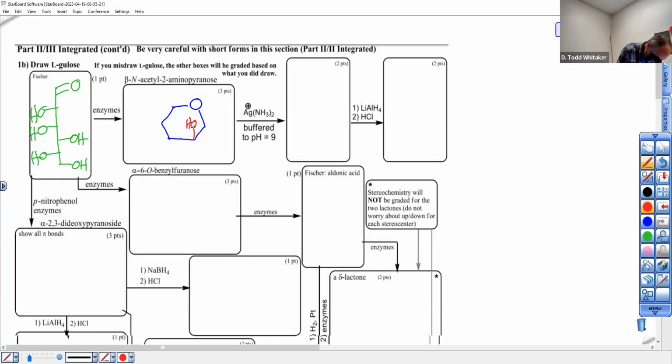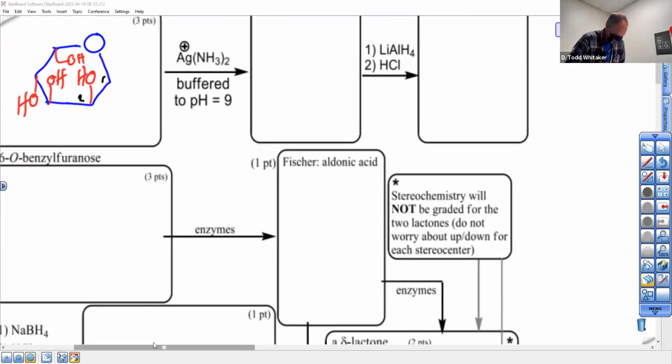Up, up, down, CH2OH down. And then we want beta N-acetyl 2-amino. Well, where's carbon 2? 1, 2. Beta N-acetyl 2-amino. What does 2-amino mean? It means replace the OH on carbon 2 with a nitrogen. Got it? That's what 2-amino means. Replace the OH on carbon 2 with a nitrogen.